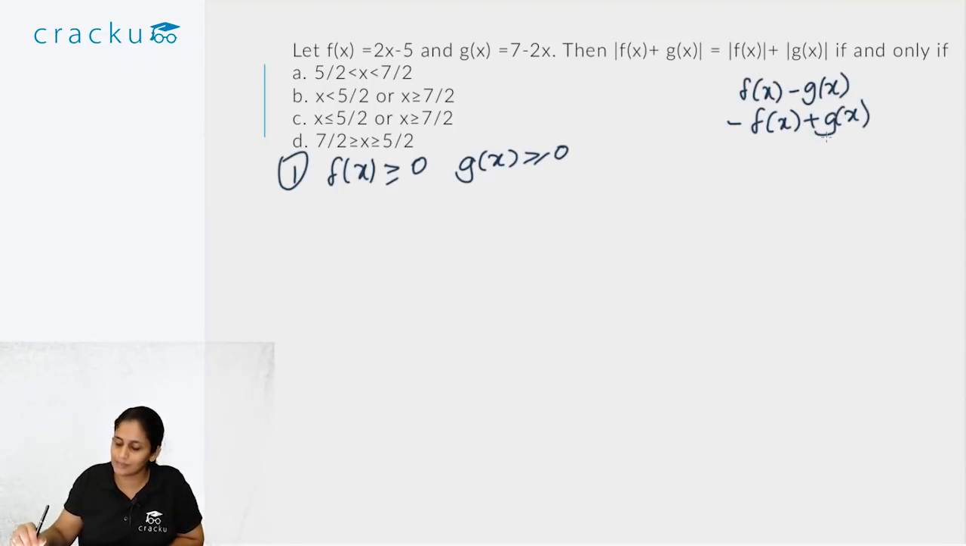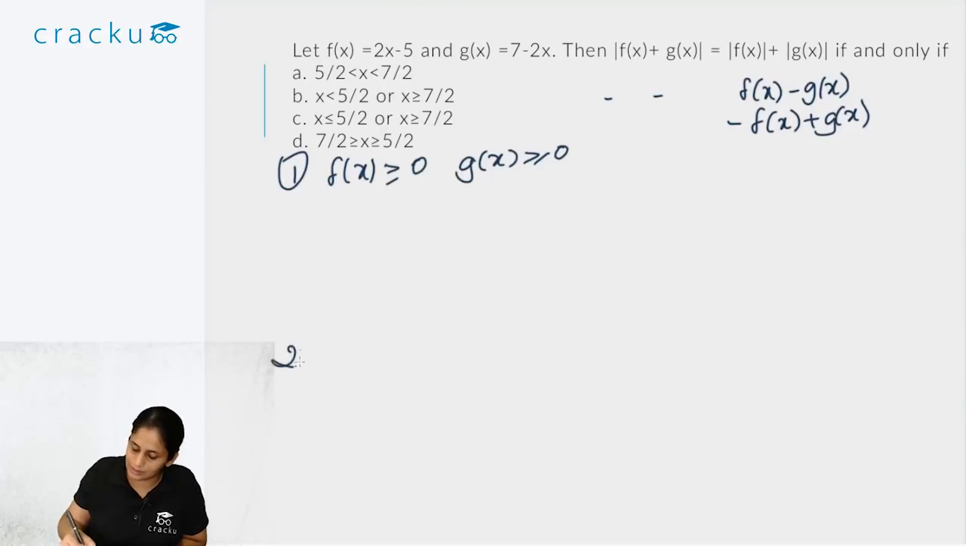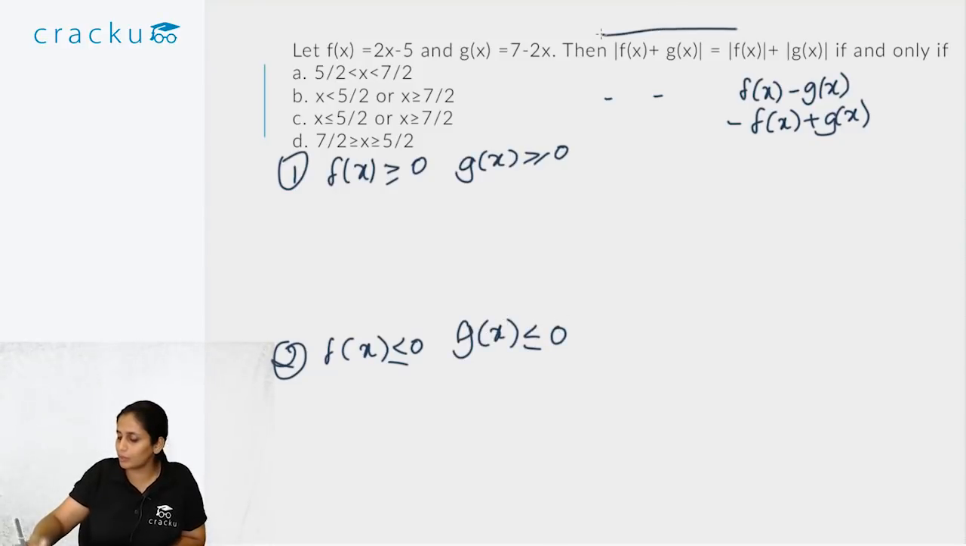And the last case is when both are less than 0. When both are less than 0, this will be minus f of x minus g of x. The minus sign will get cancelled and this will be minus f of x minus g of x. So, even in this case, when both are less than or equal to 0, both sides of this equality will hold.